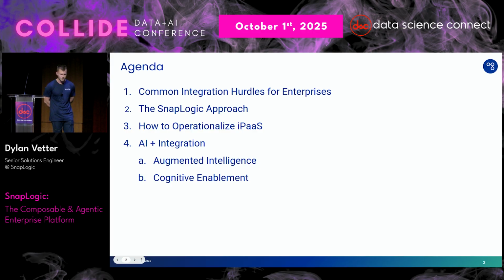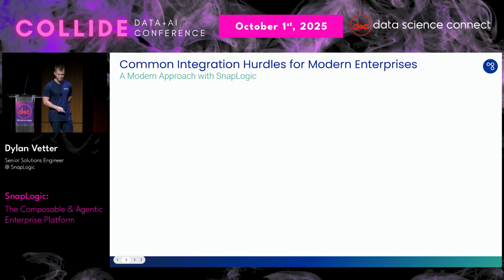So a quick agenda slide for us today. We're going to be talking about some common integration hurdles that we see in enterprises, how SnapLogic approaches these type of hurdles, kind of an education moment of how to operationalize iPaaS platforms, no matter whether it's SnapLogic or any type of different approach. And then we're going to end with AI and integration and broke it down into two segments of augmented intelligence and cognitive enablement. So really two big words there, but I'll help you kind of simplify it as we go through.